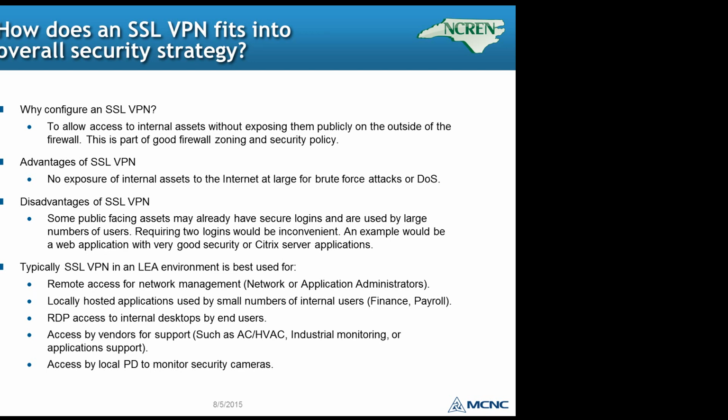Access by vendors. Basically, your folks that want to monitor your HVAC, other types of industrial monitoring, or even folks who are providing your application support. If you have application servers, sometimes folks will want remote access to those. And last but not least, access by your local police department to monitor your security cameras. I see that one a lot too. By putting it behind a VPN, you can ensure that you're not allowing the rest of the world to try to get into that.